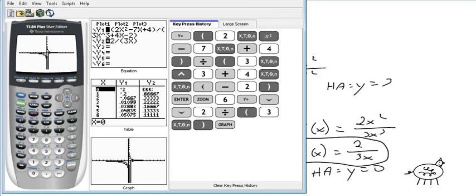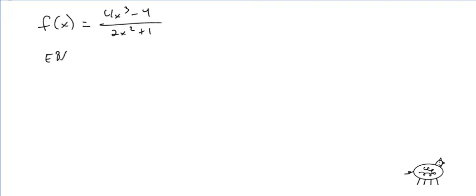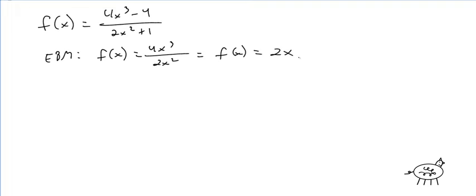One more I want to do with you guys before we quit out of here. So let's clear this one. And here's my function: f of x equals 4x cubed minus 4 over 2x squared plus 1. Okay, and your end behavior model is just f of x equals 4x cubed over 2x squared, so f of x equals 2x. Okay, and for a horizontal asymptote, it has none.